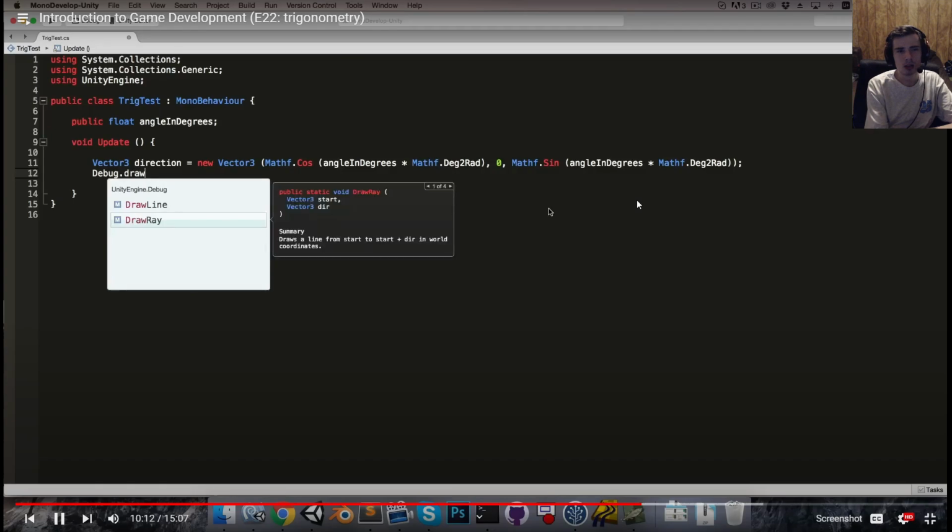So Debug.DrawRay. Oh. Why does it have to be a Vector3 now? What? Why does it have to be a Vector3? If you do x, 0, wait, what?